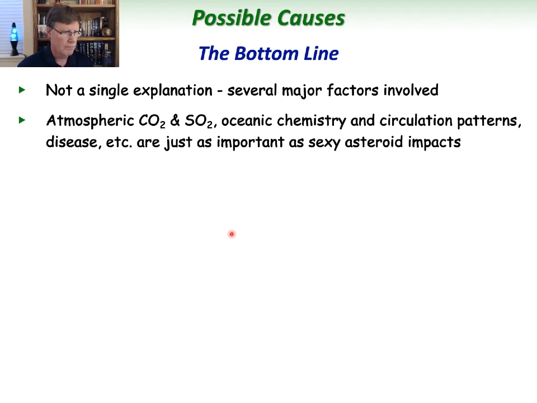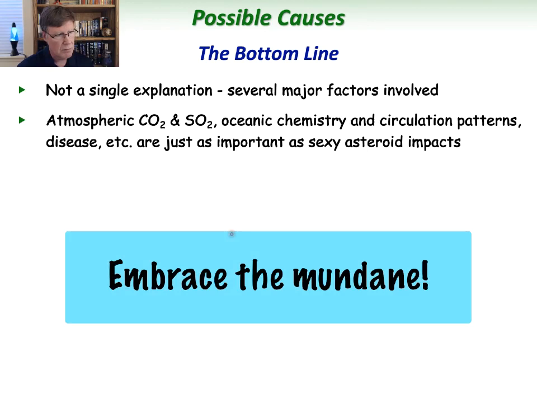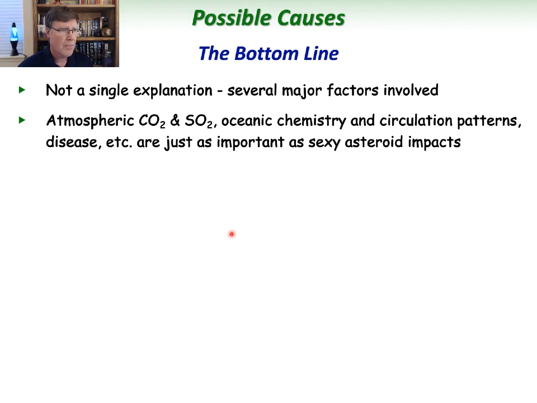We do know that atmospheric CO2 and SO2, oceanic chemistry and circulation, disease, these are factors that can cause mass extinction. They certainly have in other mass extinction events, but they're just not as sexy as an asteroid impact. Hollywood isn't going to make a movie about changing oceanic chemistry and circulation, but they love movies about impacts and that kind of thing. So it's not as Hollywood, but just mundane kind of changes over long periods of time or even short periods of time are just as important as the more dramatic ones.